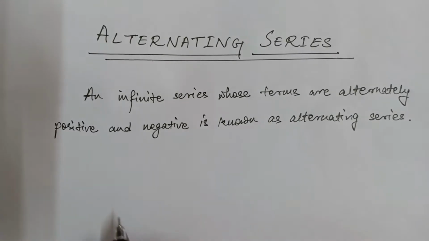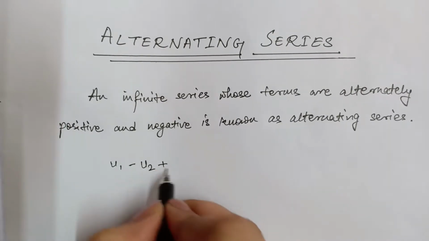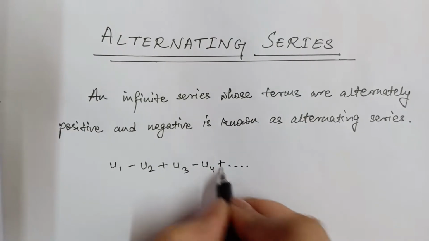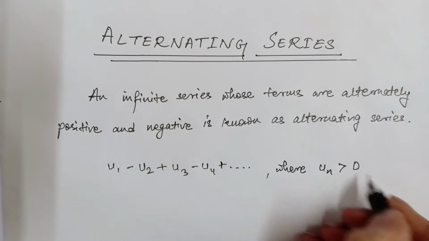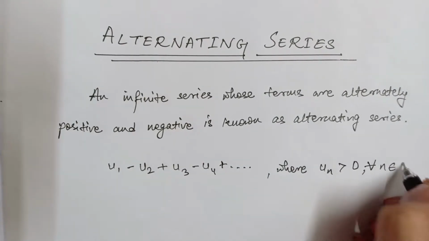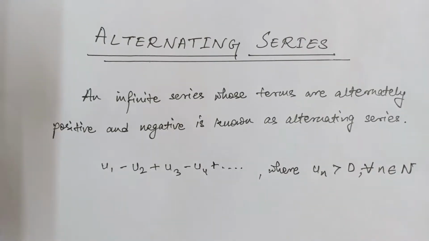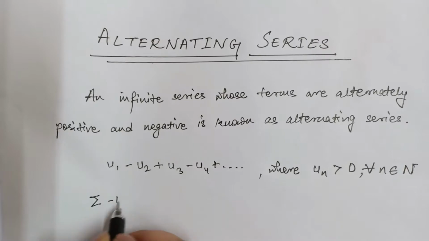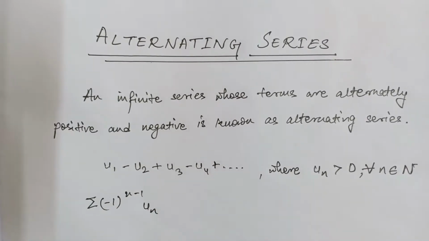So let's say a series is given as u1 minus u2 plus u3 minus u4, and this continues, where un is greater than 0 for all n belongs to natural numbers. So this is an alternating series, and this can be denoted by summation of minus 1 to the power n minus 1 un.